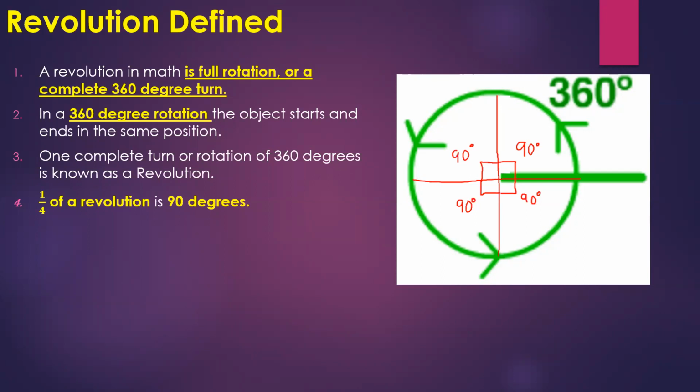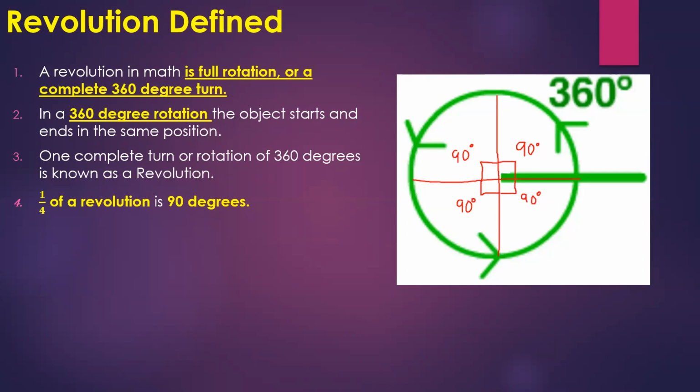What is a revolution in math? It's rotation. What type of rotation? Half rotation, quarter rotation? What type? 360 degrees. Okay. All right. And Latavia, if an object undergoes a 360-degree rotation, does it start and end in the same position? Yes, sir. Good.